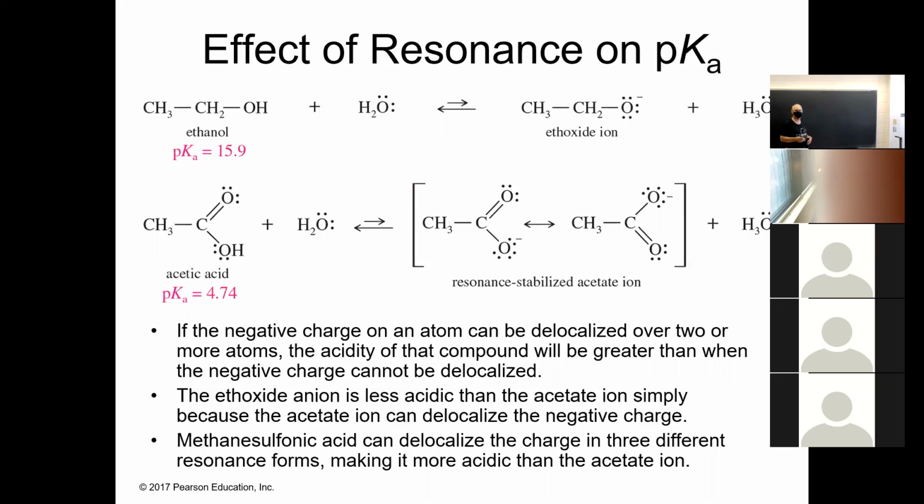If we think about some of the strong acids, other than HCl, HBr, and HI, if we have something like nitric acid, nitric acid forms the nitrate ion. This is the nitrate ion. This can be resonance stabilized.